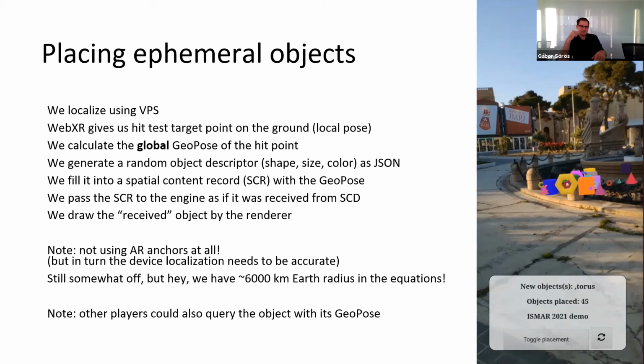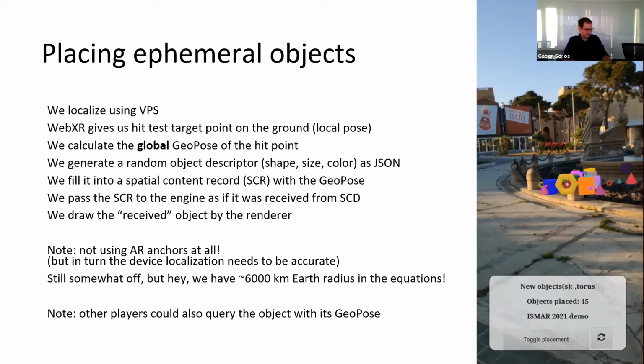Then I calculate backwards. I calculate based on a photo that we took, or the localization, where there we have a correspondence of the local SLAM pose and the global GeoPose. And using that, I can calculate backwards what is the global pose of the hit point on the ground. And once I have that, I create a textual description, just a simple JSON with the shape, size, and color of an object. I put that into a proper spatial content record together with the GeoPose of the ground point. And then I pass this to the engine as if it was really received from the content service. And we draw this object by the renderer.